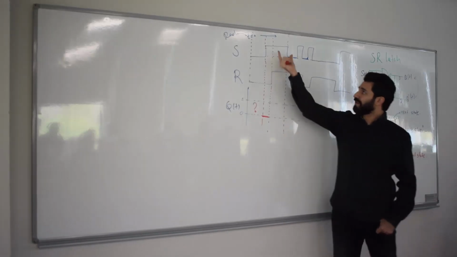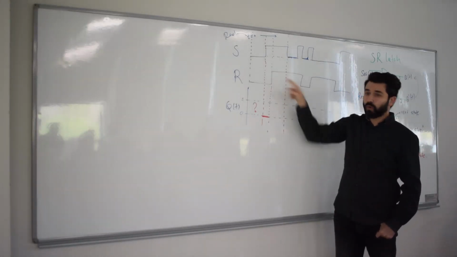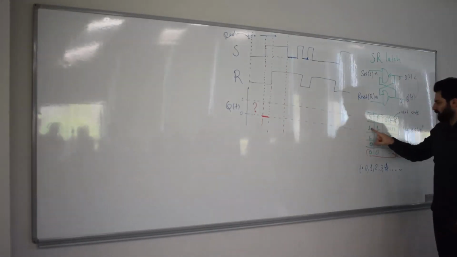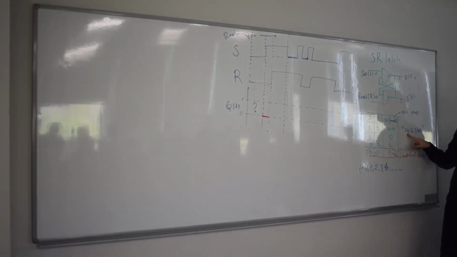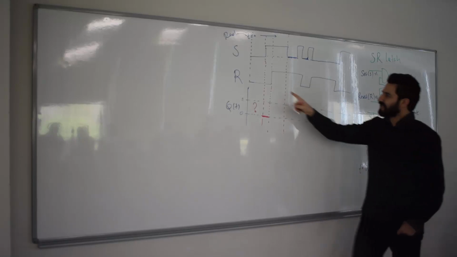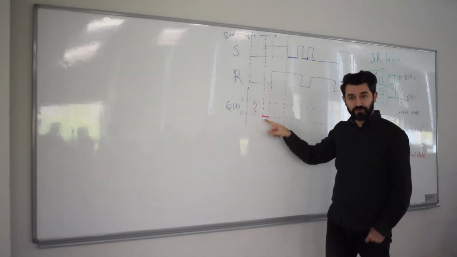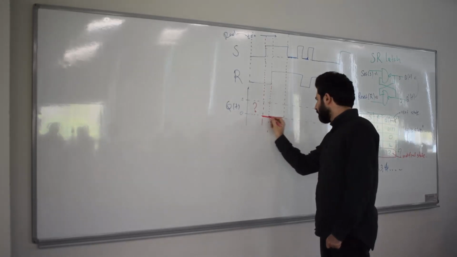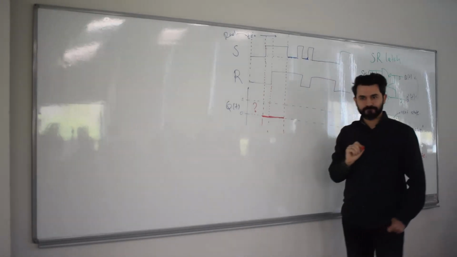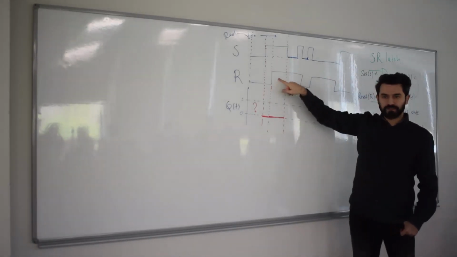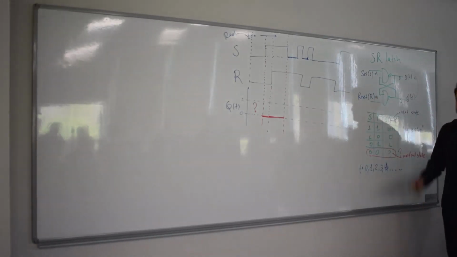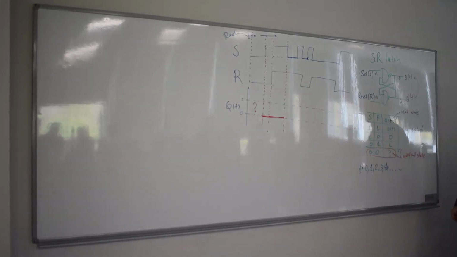So during that time, I have got 1, 1. What is 1, 1? It's a keep state. It's a hold state. So what does that mean? That means you keep the previous value. What is your previous value? It's 0, so you keep the 0. That's what this means. So you keep now the 0 value.